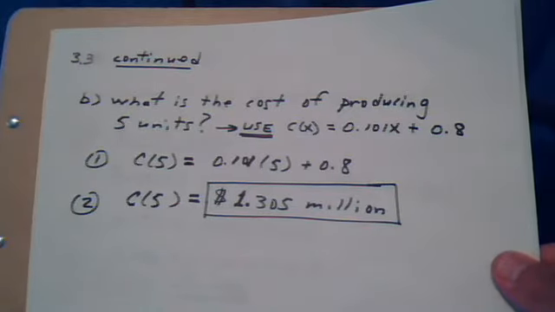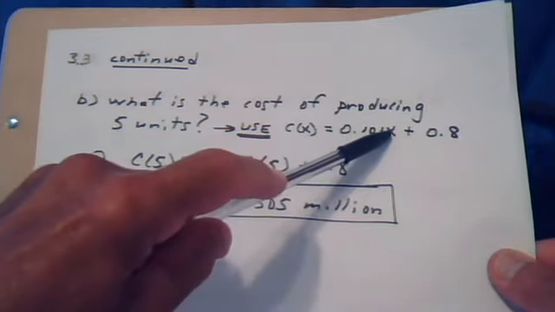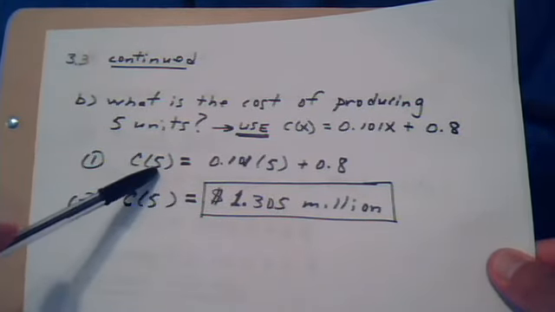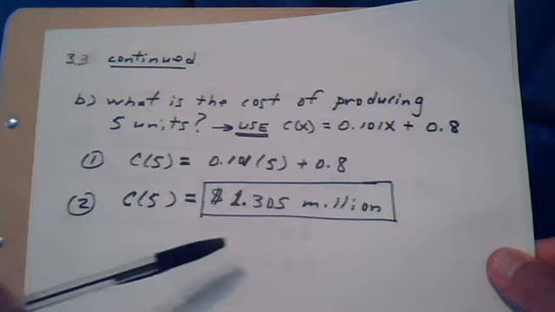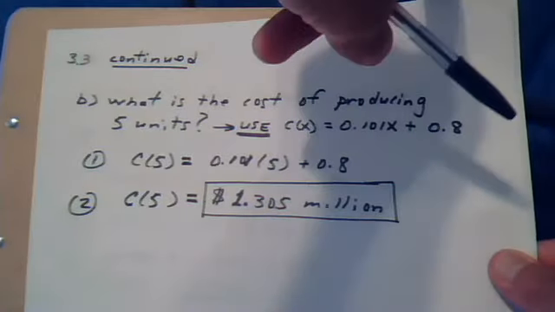In B, they're asking what is the cost of producing 5 units. So the X is going to be 5. So you replace the X with a 5. So the cost of making 5 units would be what this gives you. And it gives us $1.305 million. That would be the cost.